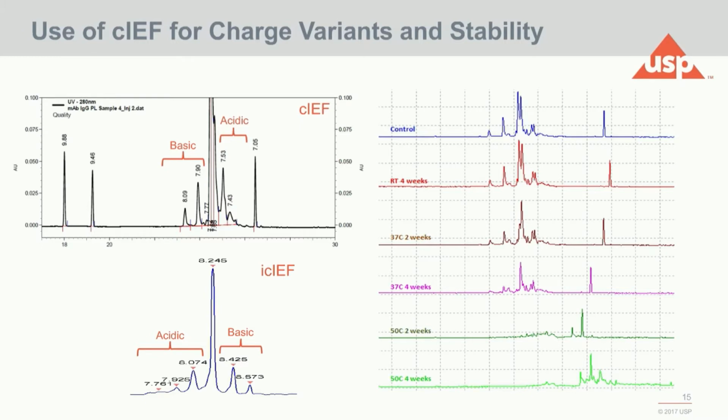We also took this molecule and ran it through a stability study. So we looked at up to 4 weeks at room temperature, 37 degrees and 50 degrees. And so you see a selection of those cIEF traces on the right. So we can see at room temperature, even at 4 weeks, we have very little change in the molecule. We start to see maybe a little bit of change at 37 degrees for 2 weeks, but by 4 weeks at 37 and certainly at 50 degrees, we see a significant degradation of the molecule. So this shows how you could use this to indicate stability.